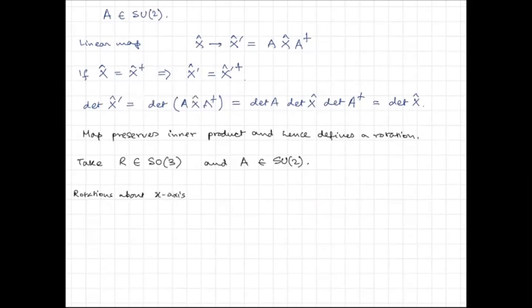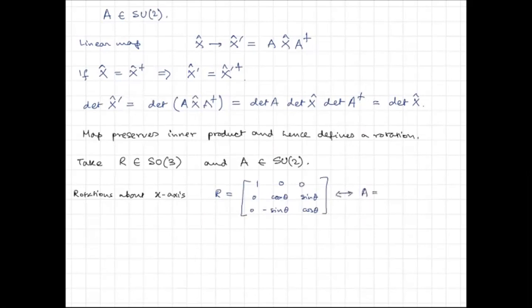So in that case, what R is, we have done this before, of course. So it's [1, 0, 0; 0, cos theta, sine theta; 0, minus sine theta, cos theta]. This equivalently translates into the following. This translates into an A.